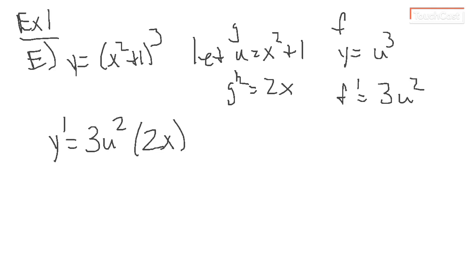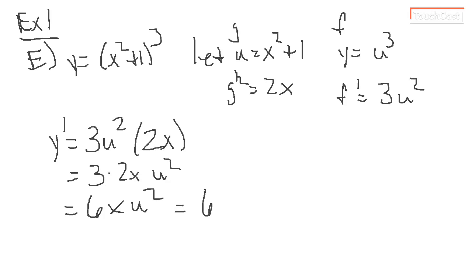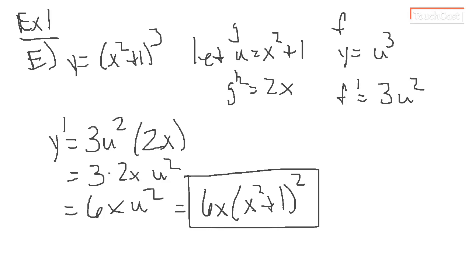But first, I am going to clean this up a little bit because I can multiply the 3 and the 2. So we're going to have 3 times 2x u squared, which is just the same as 6x u squared. Now let's replace our u with what we have above. So we're going to have 6x times x squared plus 1 squared. And then we are done with that one. Pretty awesome. So this chain rule is nice when we have something that's a little bit more difficult.